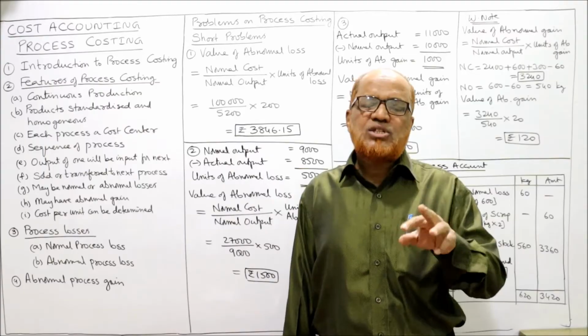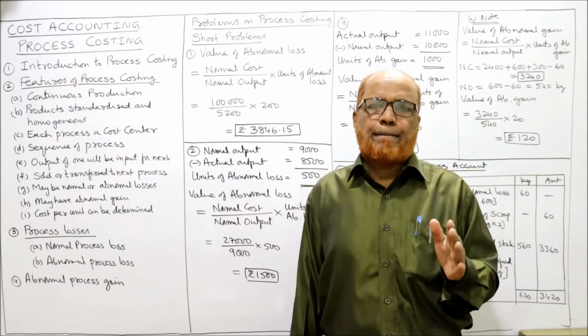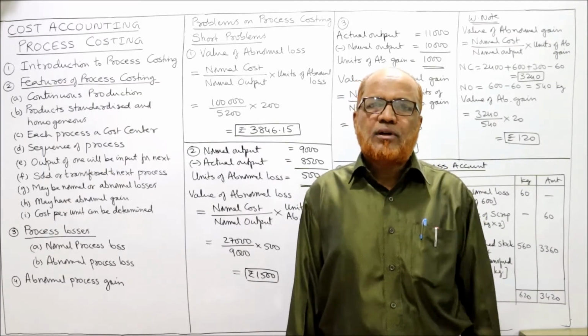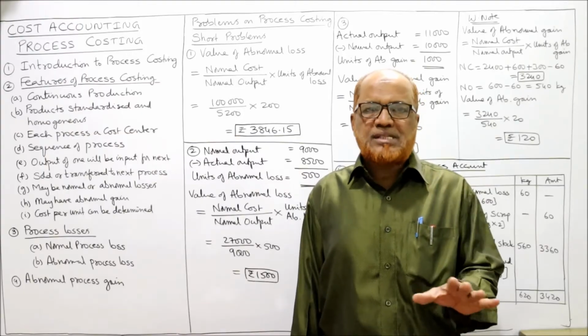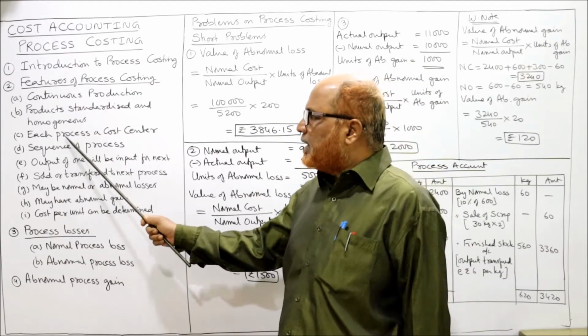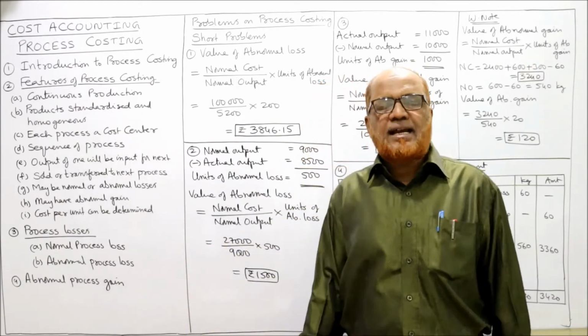There is no differentiation in the production. All the products are of uniform quality, same, standardized. Third one, each process a cost center.